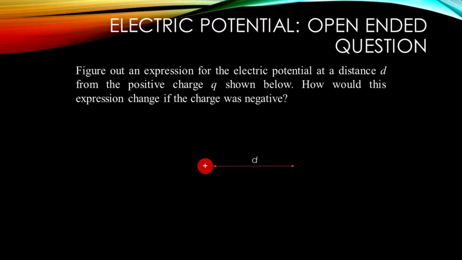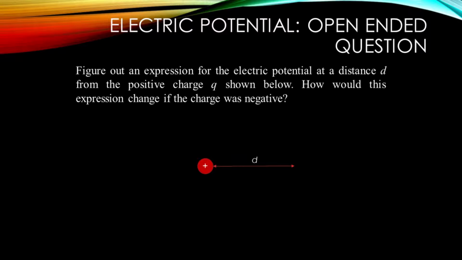So in this question, what we'd like to do is figure out an expression for the electric potential a distance d from the positive charge q shown below, and how would this expression change if the charge was negative. Additionally, I'd like you to start thinking about equipotential contours. Draw on your picture here lines where the electric potential has the same value.